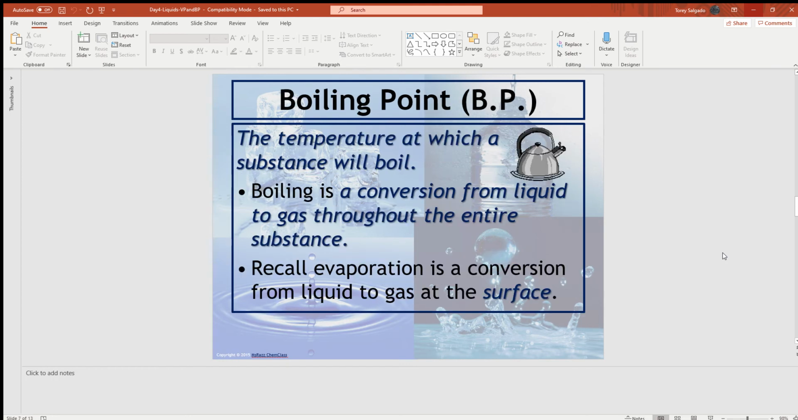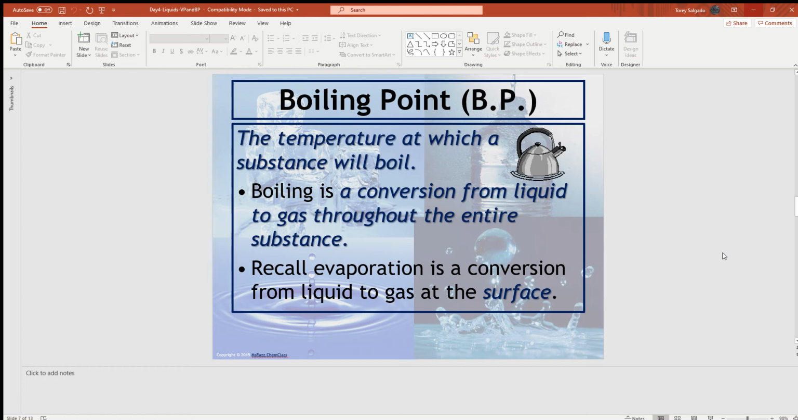So let's go ahead and talk about boiling point now. We just talked about vapor pressure. Vapor pressure is just that pressure that's building up inside of the closed container when the liquids change to gas, and you have that pressure of gas building up in there. So let's talk about boiling point. Boiling point is the temperature at which a substance will boil. And boiling is a conversion from liquid to gas throughout the entire substance.